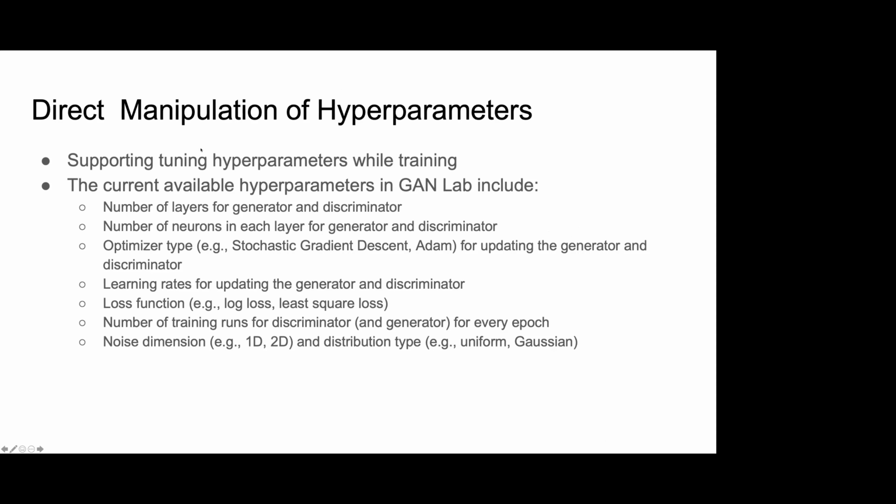They also support direct manipulation of hyperparameters. Currently, they support the number of layers for the generator and discriminator, the number of neurons in each layer, and also the optimizer type, SGD or ADAM, for updating the weights inside the generator and discriminator. And also the learning rate, the loss function, the number of epochs for training, and the noise dimension and distribution type.